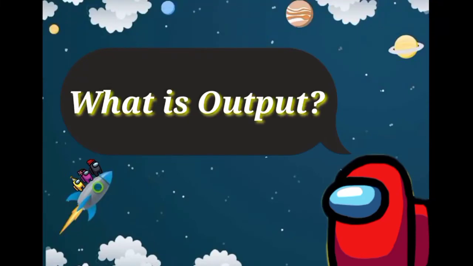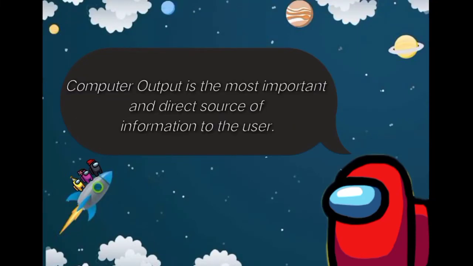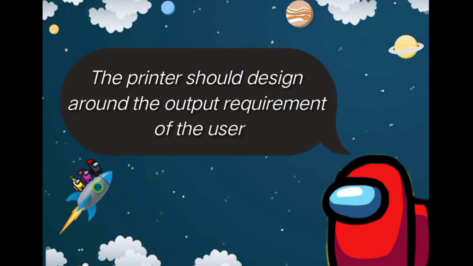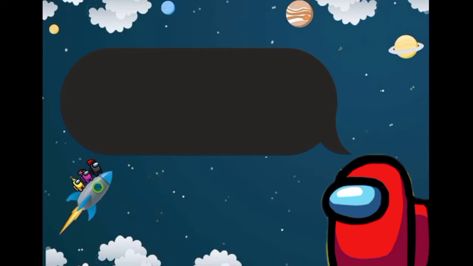What is output? Computer output is the most important and direct source of information to the user. The major form of output is a hard copy from a printer. The printer should be designed around the output required by the users.